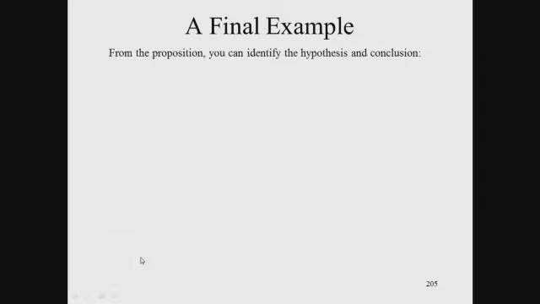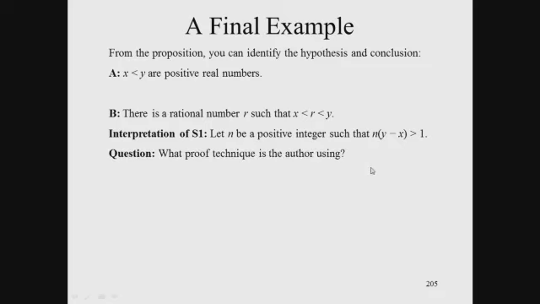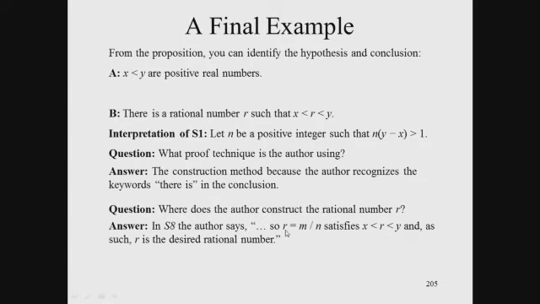So let's get started. Again, you've identified the hypothesis A, x less than y are positive real numbers, and the conclusion B, there is a rational number r for which r is between x and y. And now let's look at what the author says in statement S1. Let n be a positive integer for which n times (y minus x) is strictly bigger than 1. Okay, so again, what proof technique is the author using? We've already discussed this, so we know it's the construction method, and that's because of the keywords there is in the backward process. In fact, if you look back at the proof, as we said, it's in S8 that the author says, so r is equal to m over n, and that satisfies the fact that r is between x and y. Evidently, the value of n is constructed right here in the statement S1.